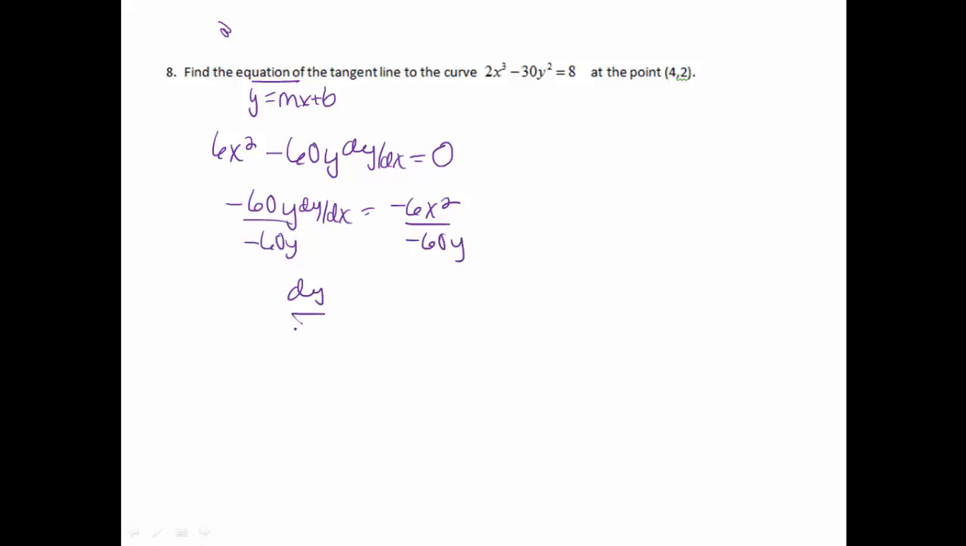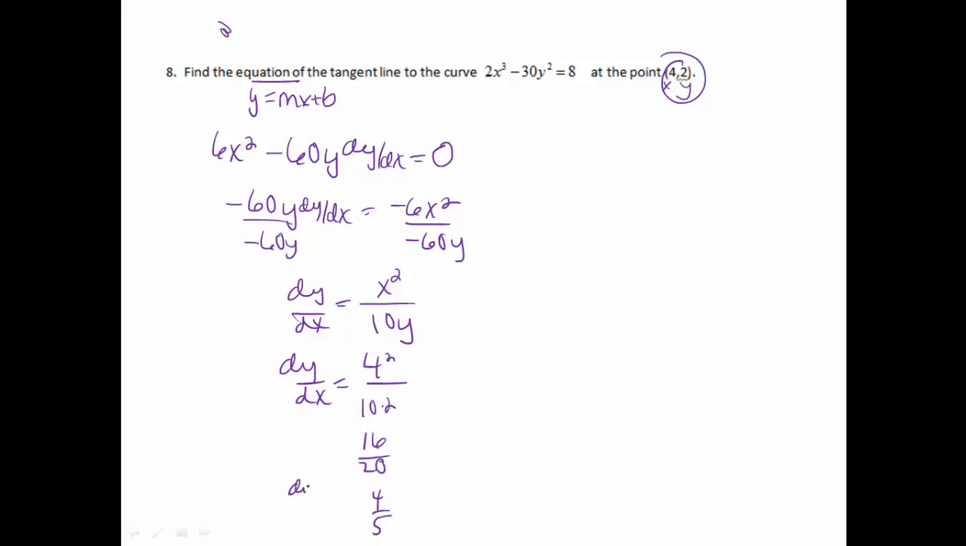And so I'll have dy/dx is equal to negative 6 over 60, which will reduce to 1/10, so this will be x squared over 10y. And now from here, I just need to plug in the point (4, 2). So plug in 4 for my x and 2 for my y. We're going to have dy/dx equals 4 squared over 10 times 2, which is 20. So we'll get 16 over 20, which reduces to 4/5. And so that was dy/dx.